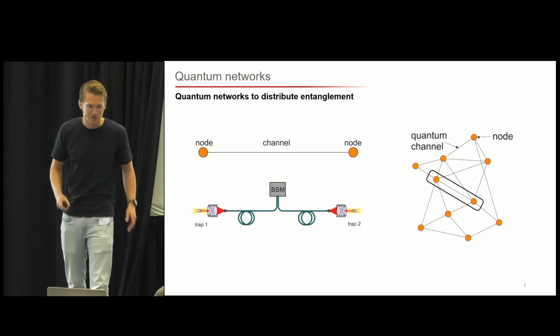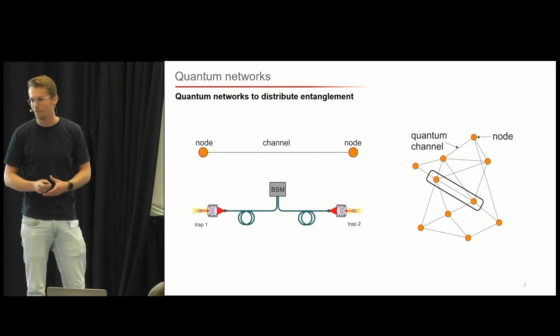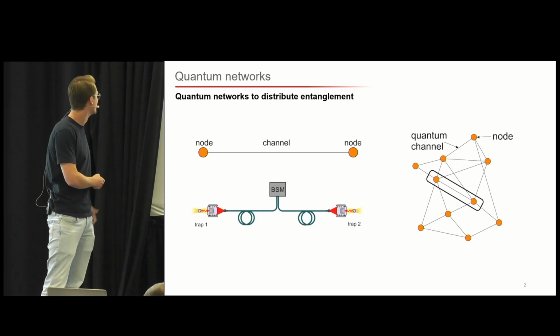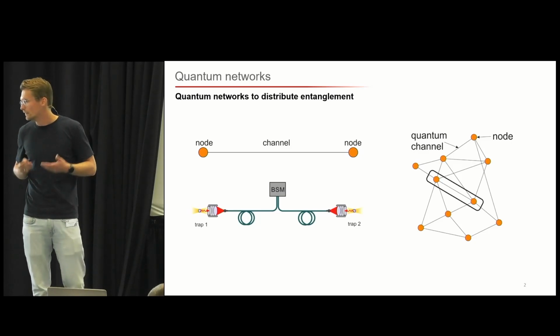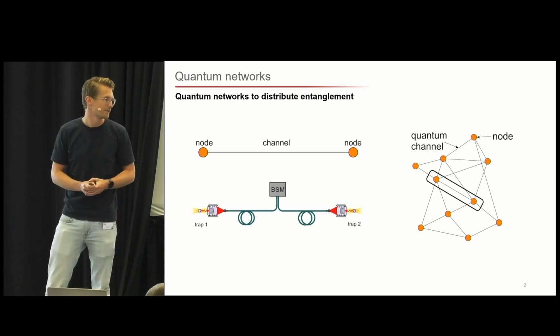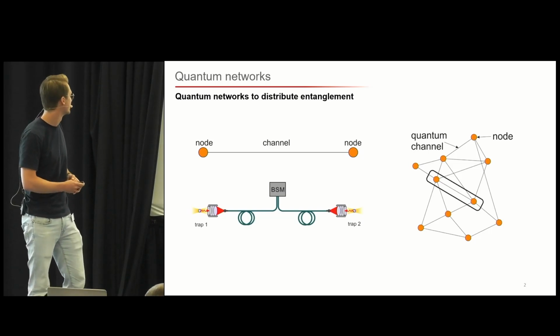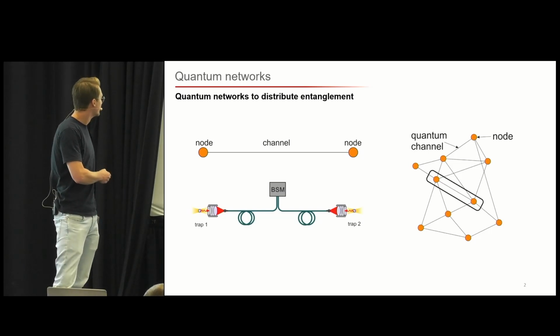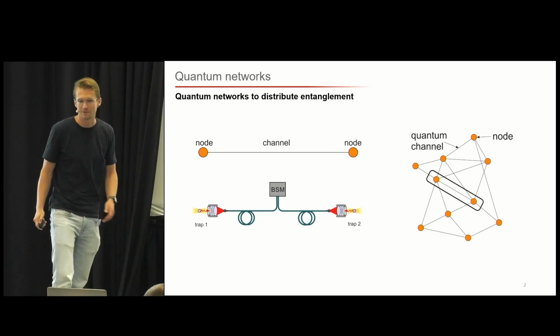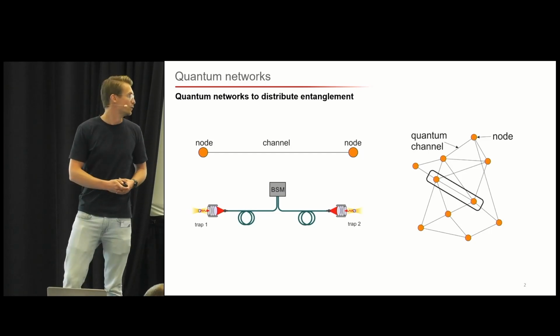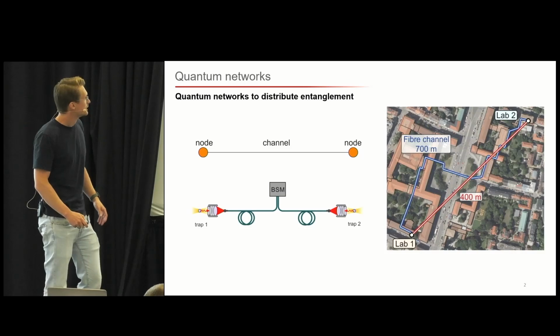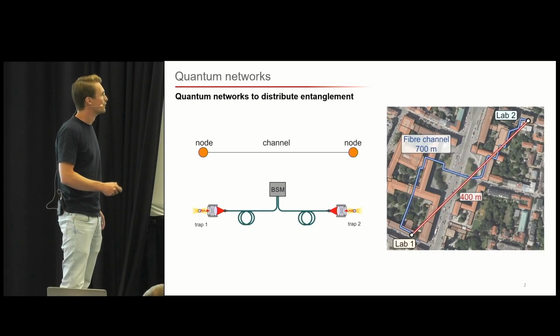The realization that we have uses single rubidium atoms, which are trapped in an optical dipole trap. We can generate entanglement between the Zeeman state of the atom and the polarization of a single photon. This we do in two of our traps. We collect the photons, send them to a Bell state measurement setup, and by entanglement swapping, we can generate entanglement between the two atoms.